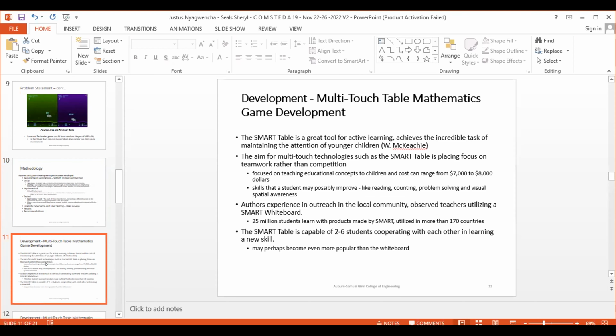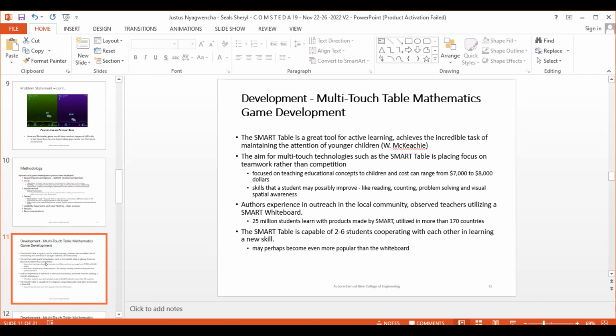So we did a development whereby we used a multi-touch table mathematics game development idea. And this had to do also with the kind of technology we had to use. At that particular moment, we had Windows 10 in action, which is an operating system. And when we developed the idea, we realized that we could only be able to do one student. One of the issues was that Windows 10, when it was developed, they did not envision the idea of multi-touch.